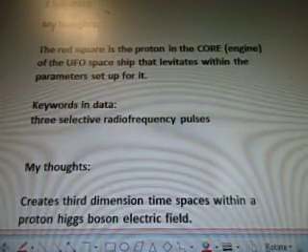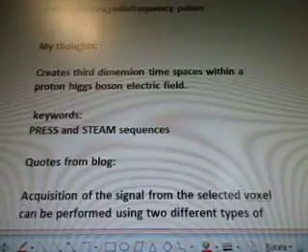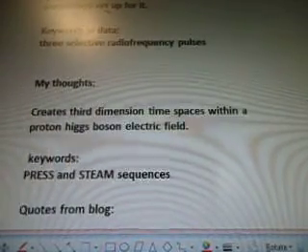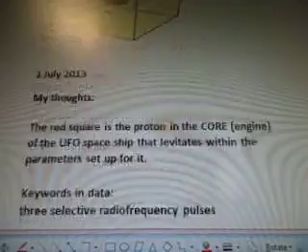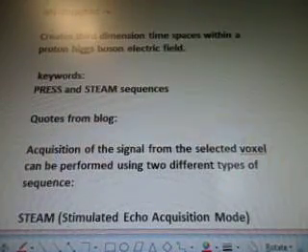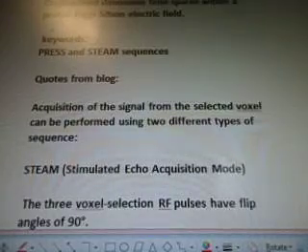Keywords in the data are 3 selective radio frequency pulses. So my thoughts is it's going to create a 3rd dimension and time spaces within a proton Higgs boson electric field. Okay. So the keywords PRESS and STEAM sequences, quotes from blog.